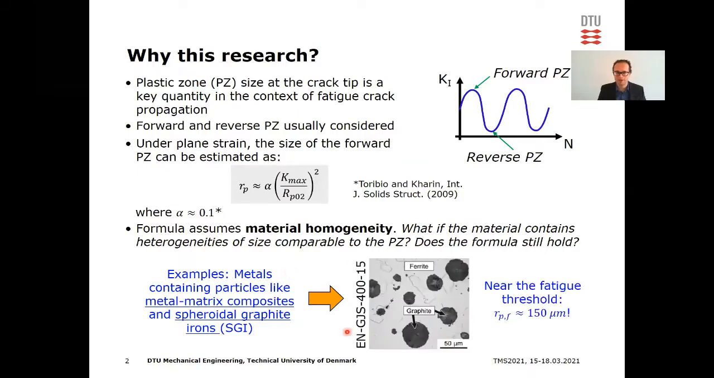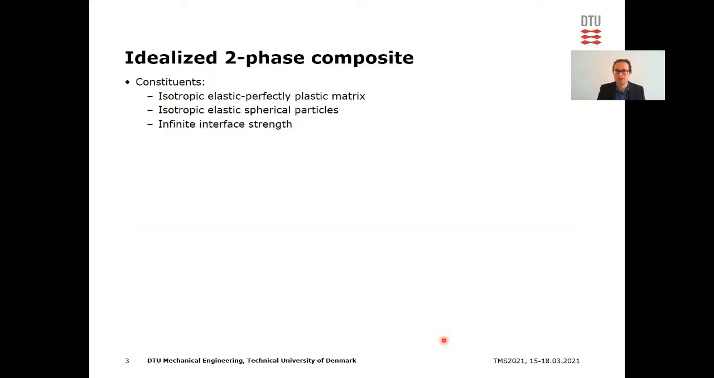Here I have an example of a common grade of spheroidal graphite iron whose microstructure contains these graphite particles. If I use the formula to compute the size of the plastic zone near the fatigue threshold, when we expect a crack to start propagating, I find a value of 150 microns. This is comparable to the distance between the particles, as you can see from the marker in this micrograph. So in a situation like this one, is this formula reliable or not? This is the question that we wanted to answer in this investigation.